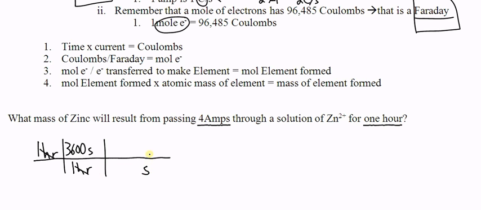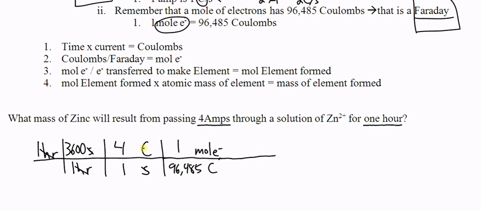And seconds and coulombs have a relationship. Because it is a 4 amp current, for every 1 second, 4 coulombs are going to be transferred. So this now gives the cancellation of seconds and leaves us in coulombs. You may recall that I had mentioned that we need to have that Faraday constant memorized, because that's going to give us the bridge between coulombs and moles of electrons. It's 96,485 coulombs for every 1 mole of electrons. So now coulombs are canceled and we're left with moles of electrons.